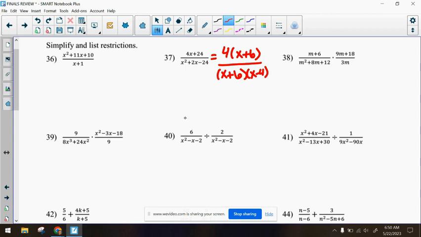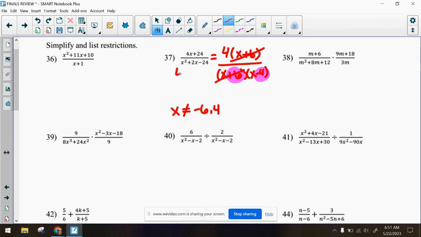Now, at this point, it's probably best to list our restrictions. For this one, x cannot be equal to negative 6 or positive 4. I got those from flipping the signs of the terms in the denominator. So it's essentially values that I would substitute back in for x that would make my denominator 0, because remember, we cannot divide by 0. And even though this x plus 6 will cancel out, that term still gives us a restriction.